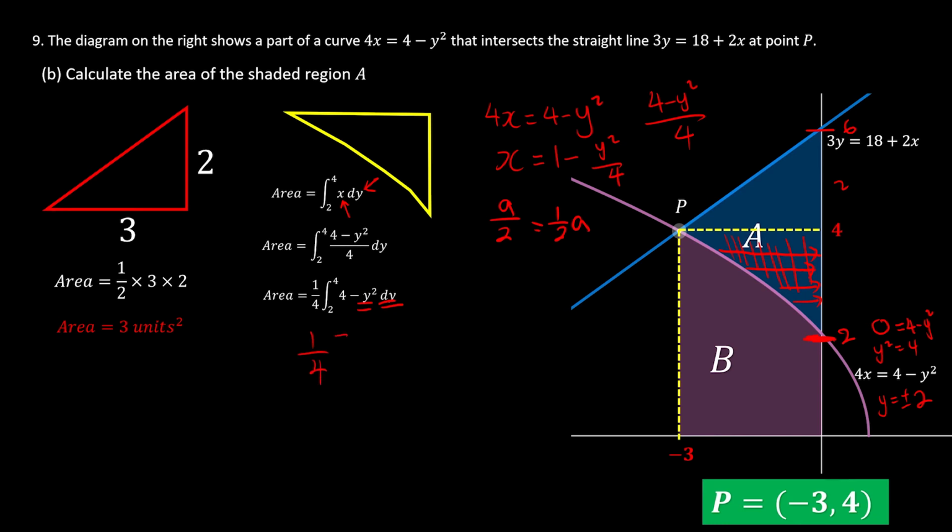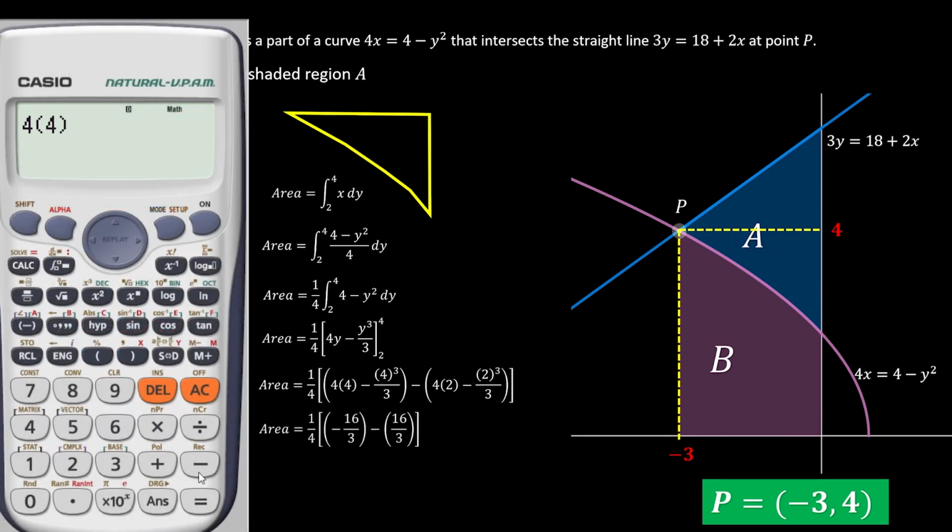1/4, 4 become 4y, power increased by 1 and divided by the new power. But don't forget the limit is 2 to 4. So this is why we have something like this. And after that, we just substitute the upper limit minus the lower limit. Then we use the calculator to find out the answer.